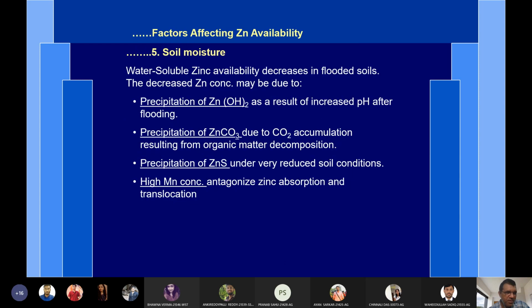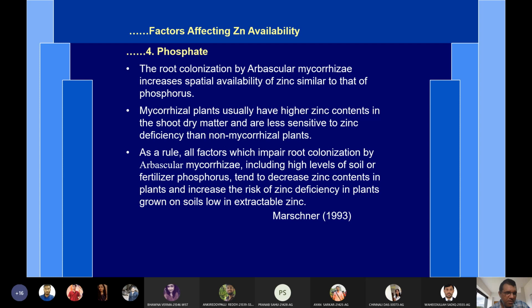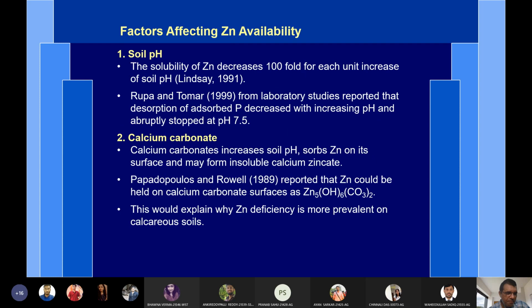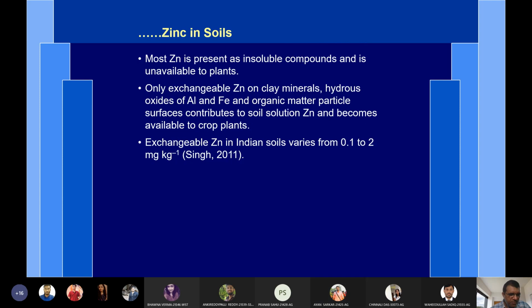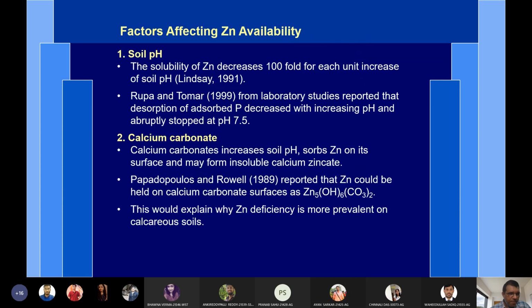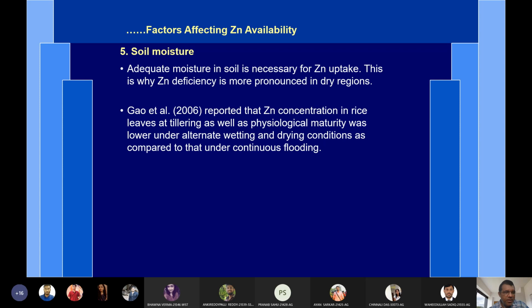Let me check that point. Slide number? 30. Gao et al. reported that zinc concentration in rice leaves at tillering as well as physiological maturity was lower under alternate wetting and drying conditions as compared to that under continuous flooding.